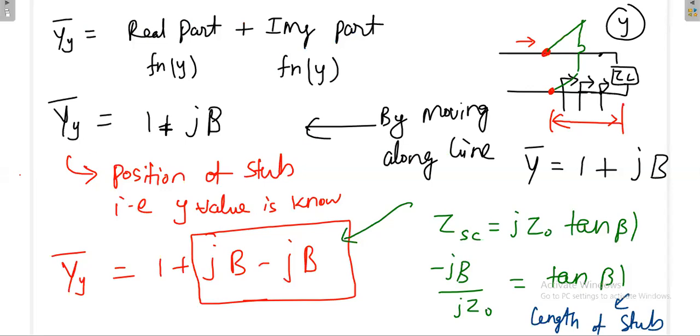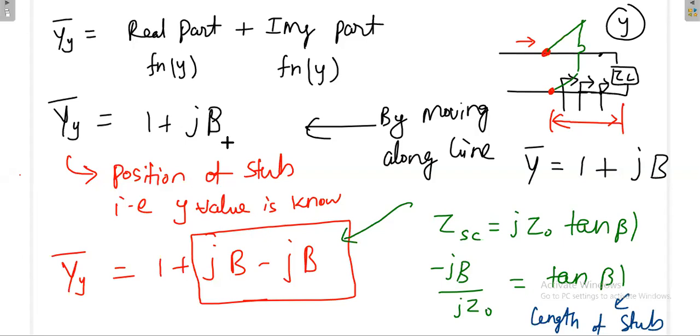If yy is equal to 1 plus jb, then how do you cancel this jb? What do I have to introduce, either a short circuit stub or an open circuit stub? What should be the length? Then again, if I want no reflection, what decides that? If I want to cancel jb, what decides that: the length of the stub, the position of the stub, nothing, or both? Like that they will ask. The question may be asked in any manner.